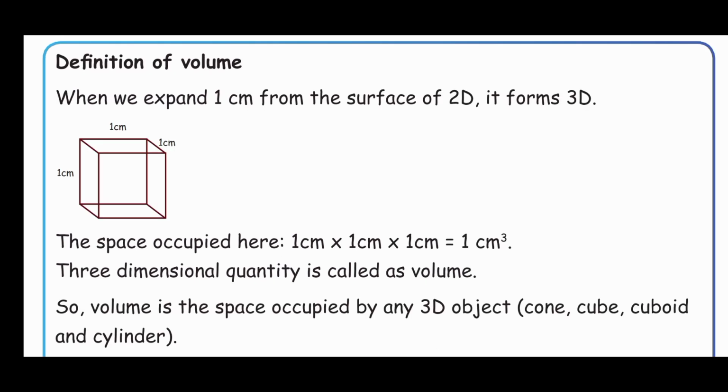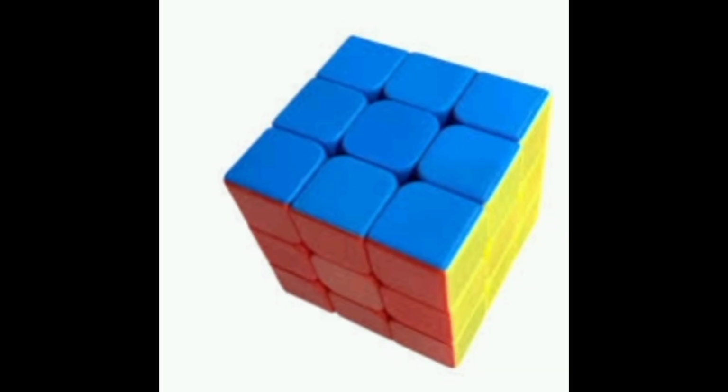Definition of volume. When we expand 1 centimeter from the surface of 2D, it forms 3D. Okay, so what will be the example for a volume? You all know the cube which we used to play. So this is a 3D object.